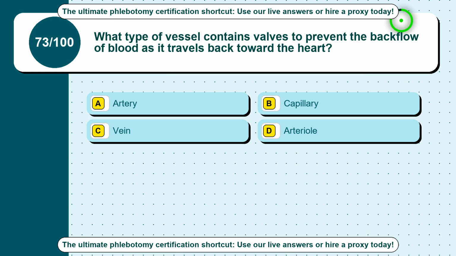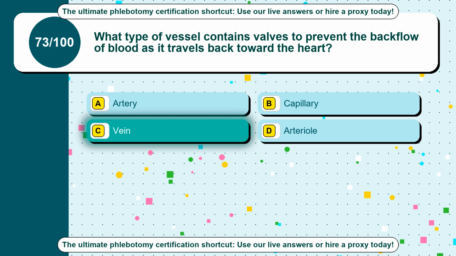Question 73. What type of vessel contains valves to prevent the backflow of blood as it travels back toward the heart? Option A. Artery. Option B. Capillary. Option C. Vein. Option D. Arteriole. The correct answer is option C.